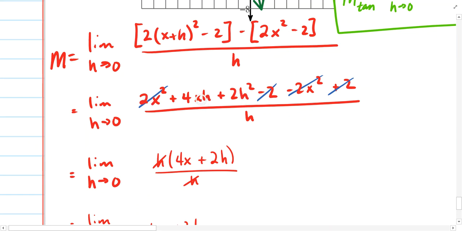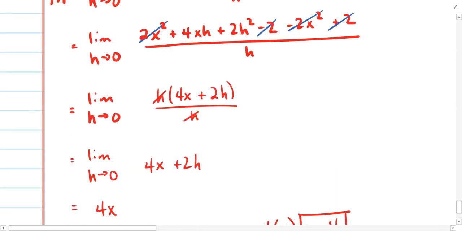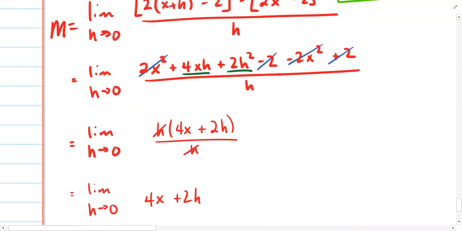I expanded and distributed and then ultimately looked for terms that would cancel in the numerator here. Several did. I factored in the numerator the h value from the remaining components, 1, 2. And with the h values factored from here, I was able to cancel the h in the numerator and the denominator.